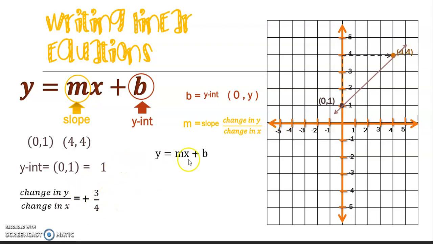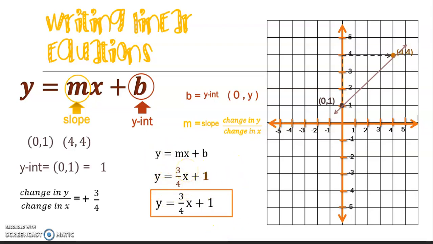over 4. Now, I need to write my linear equation. I already found my value for my y-intercept, that is 1, and for my slope, that is 3 over 4, so what I need to do is just substitute the values. I'm going to substitute the value of m by 3 over 4, and the value of b by 1. So I have y equals 3/4 x plus 1. This means my final answer is y equals 3 over 4x plus 1.